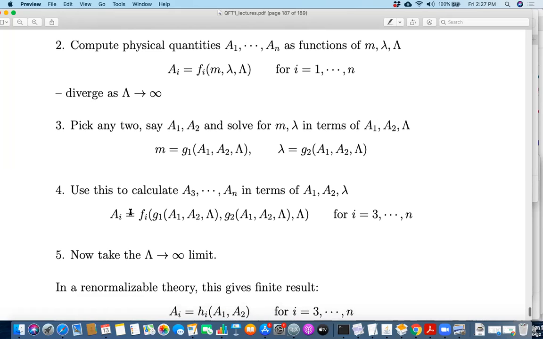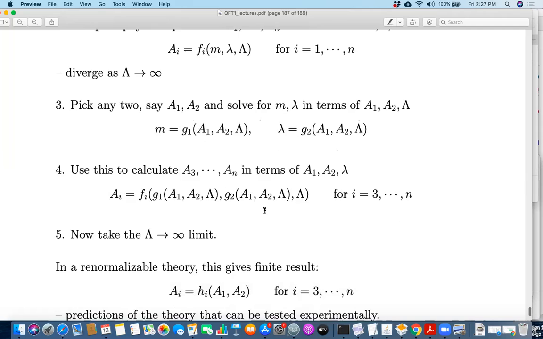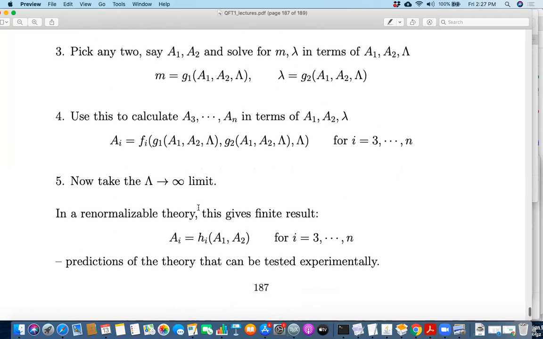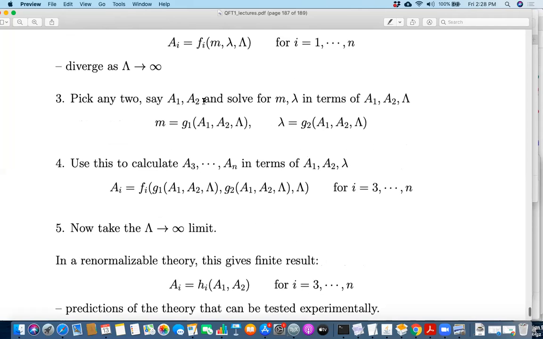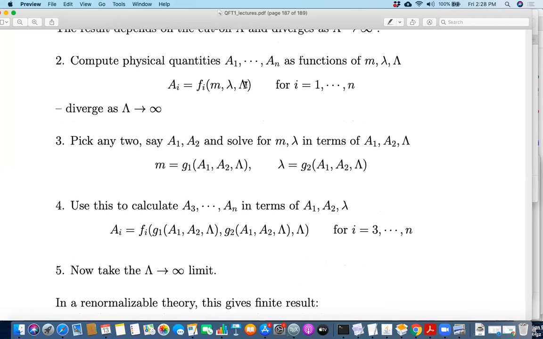And at this stage, we take the capital lambda goes to infinity limit. And what we find is that if the theory is renormalizable, then this limit is finite. See, Fi is an infinite function, right? If you keep this G1 and G2 fixed and try to take lambda goes to infinity, you get infinity. G1, G2 are also in general infinite functions, right? These are not inverted because F1 and F2 have infinities. So you expect G1 and G2 to also have infinities.